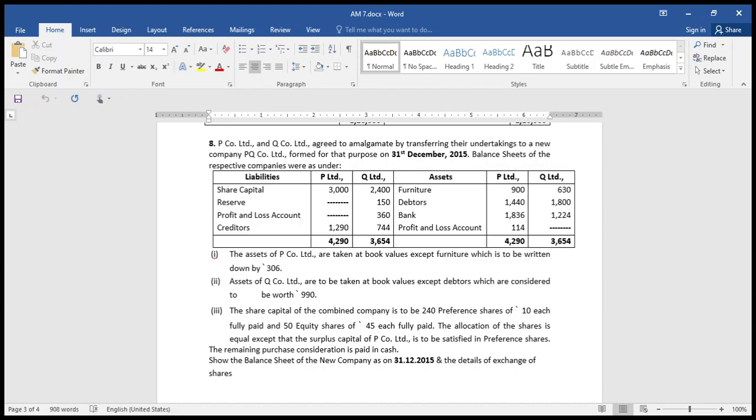The share capital of the combined company is to be 240 preference shares of rupees 100 each fully paid and 50 equity shares of rupees 45 each fully paid. The allocation of the shares is equal except that the surplus capital of P Company Limited is to be satisfied in preference shares. The remaining purchase consideration is paid in cash.